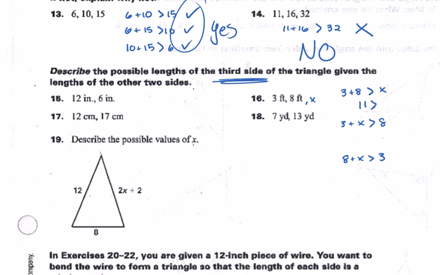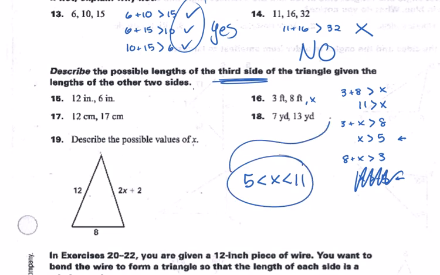So 11 has to be greater than x. Here I subtract 3, so x has to be greater than 5. And I subtract 8, x has to be greater than negative 5. If it's greater than 5, it will be greater than negative 5, so I'm just going to ignore that piece. So x for this problem has to be between 5 and 11 in order for it to be a triangle. So set up the inequalities.